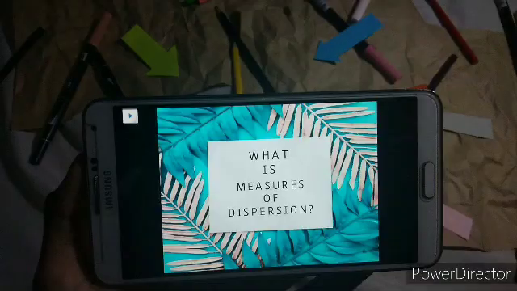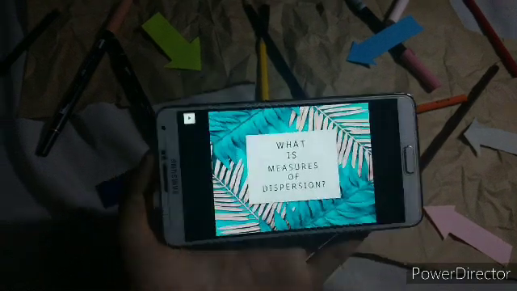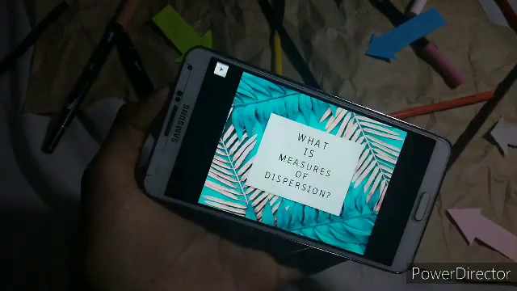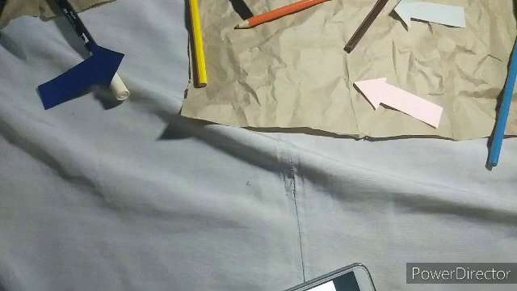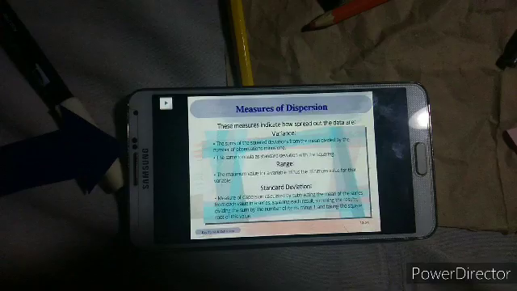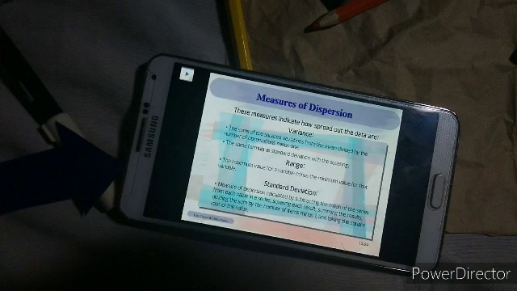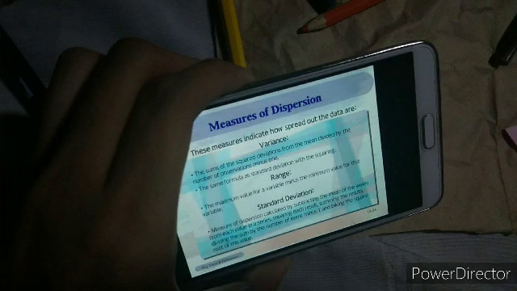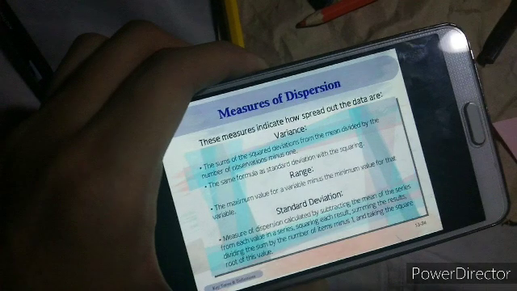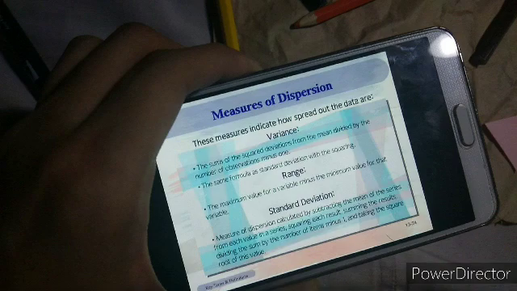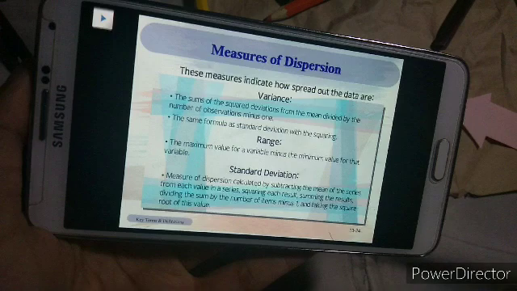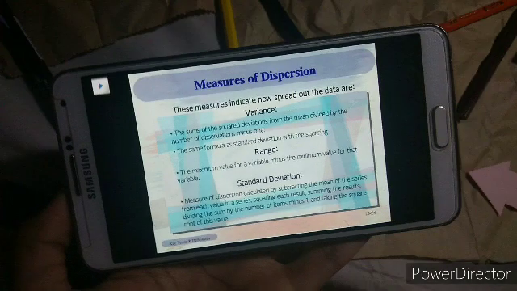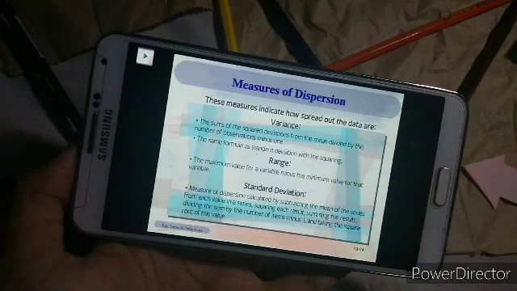So what is measure of dispersion? Measure of dispersion describes the extent to which a distribution is stretched or squeezed. These are examples of the measures of dispersion: the variance, the range, and the standard deviation. The variance, in probability theory and statistics, is the expectation of the squared deviation of a random variable from its mean. Informally, it measures how far a set of numbers is spread from the average value.